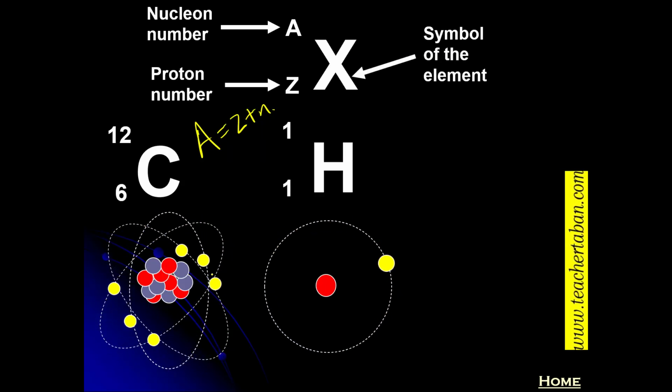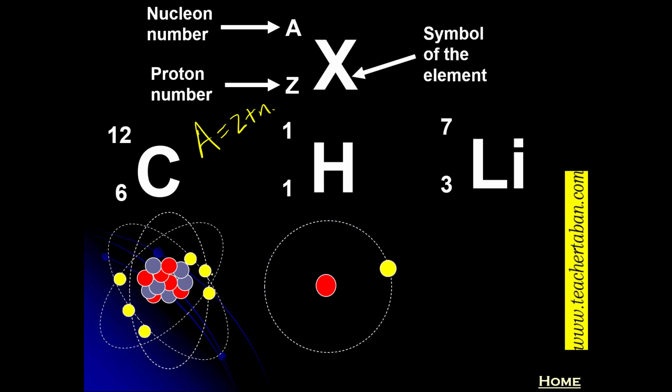Okay, let's look at the next element. Lithium. What is the atomic mass? 7. What is the atomic number? 3. Very good. And what is the number of neutrons?